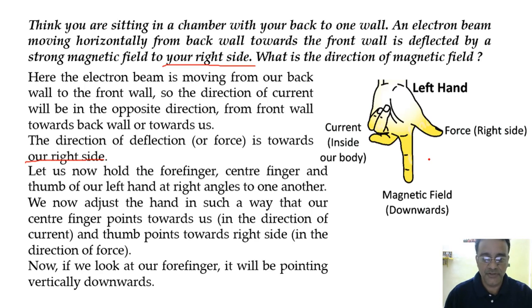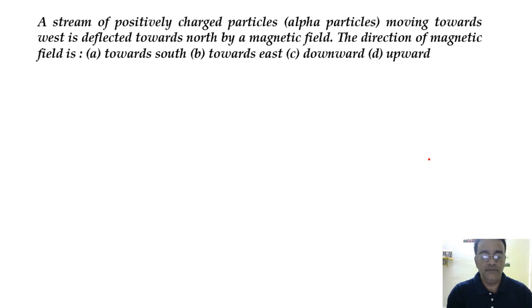Now we'll see one more question. A stream of positive charged particles, that is alpha particles, moving towards west is deflected towards north by a magnetic field. The direction of magnetic field is, we have to select the correct option, whether towards south, towards east, or downward or upward. Okay. So now here the positively charged alpha particles are moving towards west. So this is east and this is the direction of west.